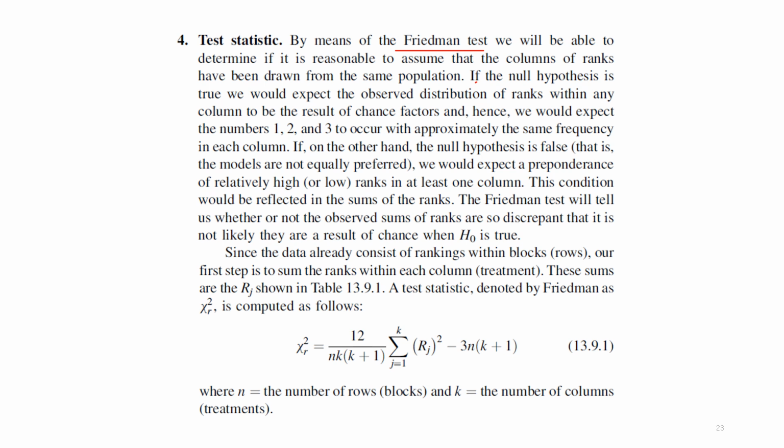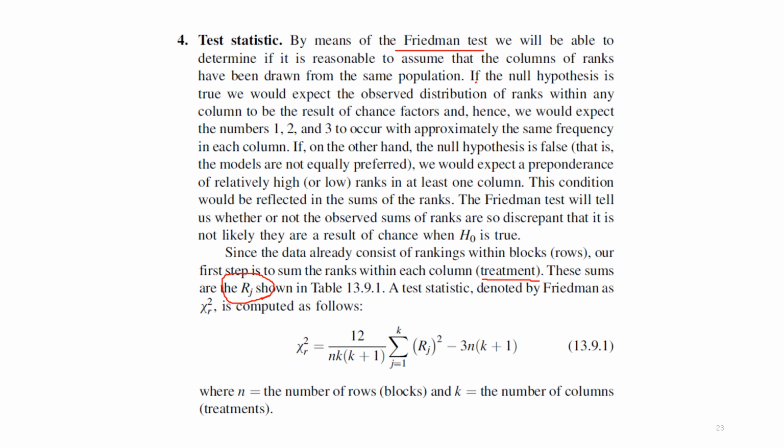The data already consist of rankings. We don't have to worry about ranking because every therapist put ranks 1 to 3 within blocks, which are the rows. Our first step is to sum the ranks within each column. The columns are the actual treatments, the different groups, the different models. These sums are Rj, as we did in the Kruskal-Wallis test shown in table 13.9.1.